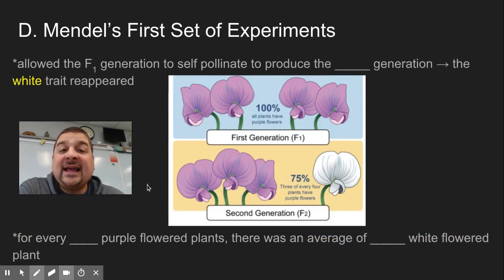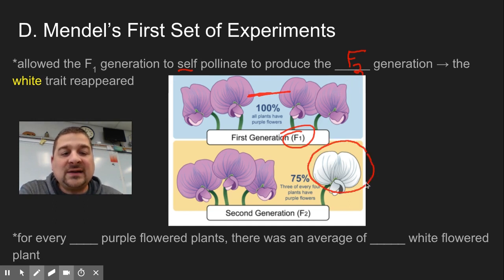So next, he allowed the F1 generation to self-pollinate. He took the F1 generation here and let them self-pollinate or cross-pollinate, because they were all purple flowers, and that produced what we call the F2 or second filial generation. And voila, what do you think he noticed? Yeah, that white trait reappeared in the next generation.